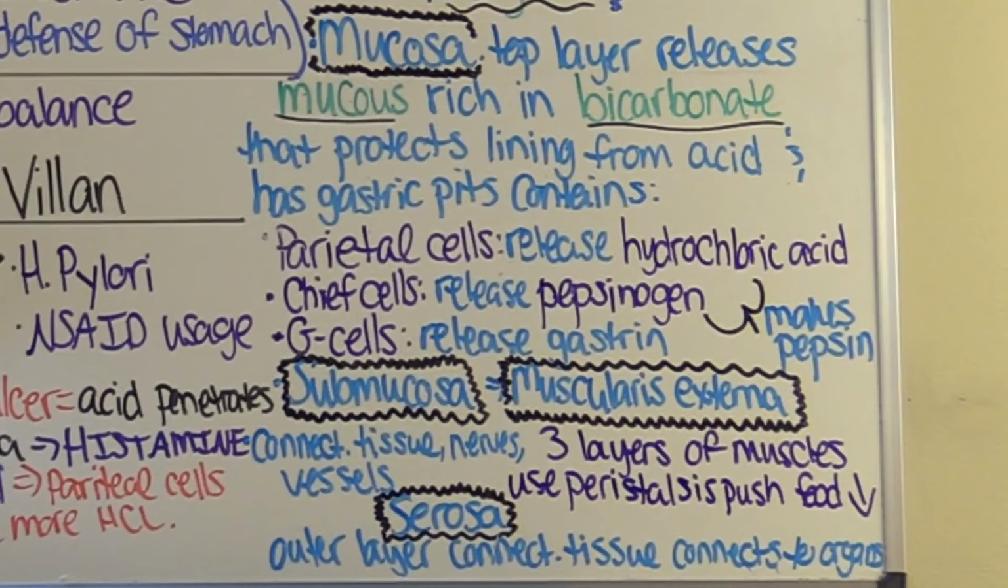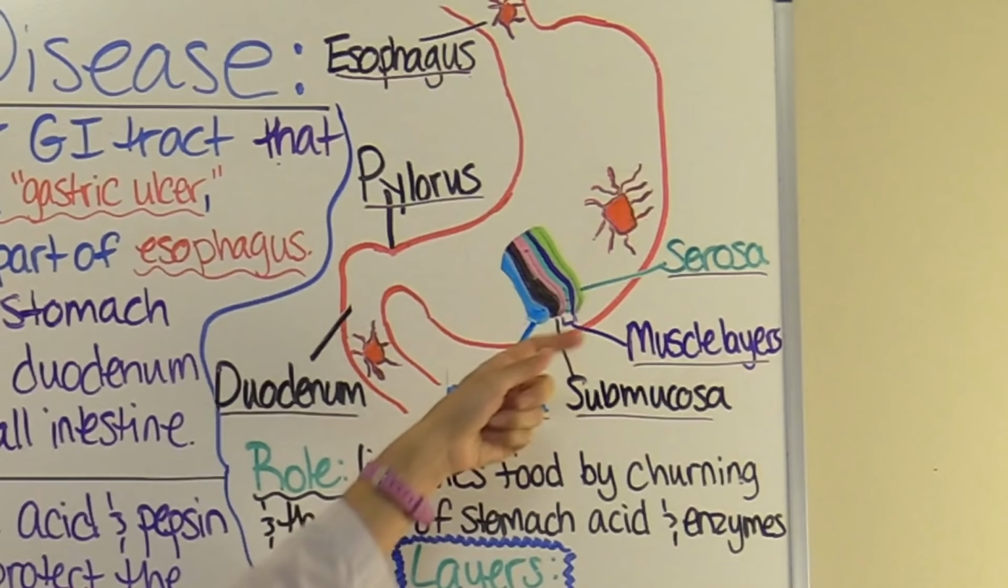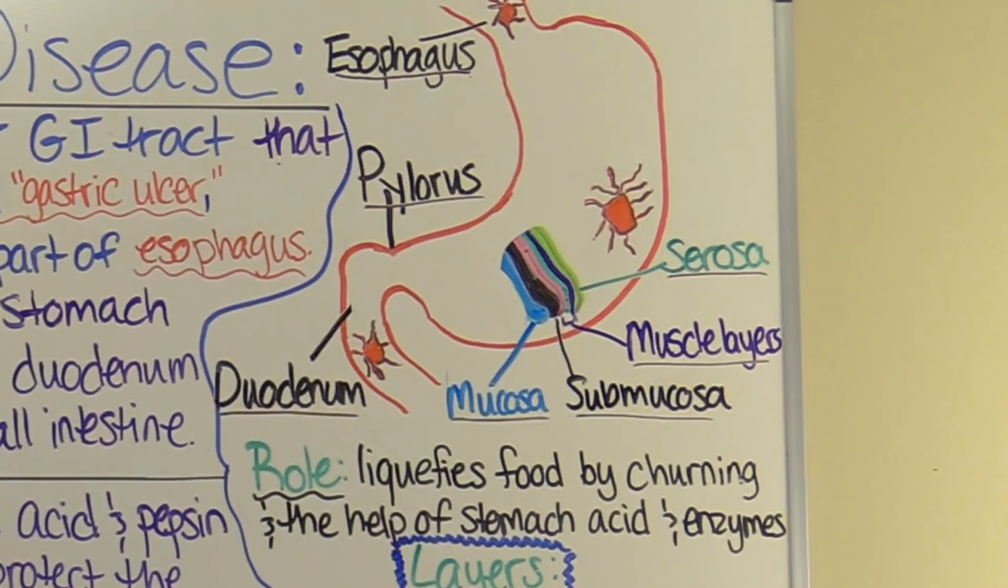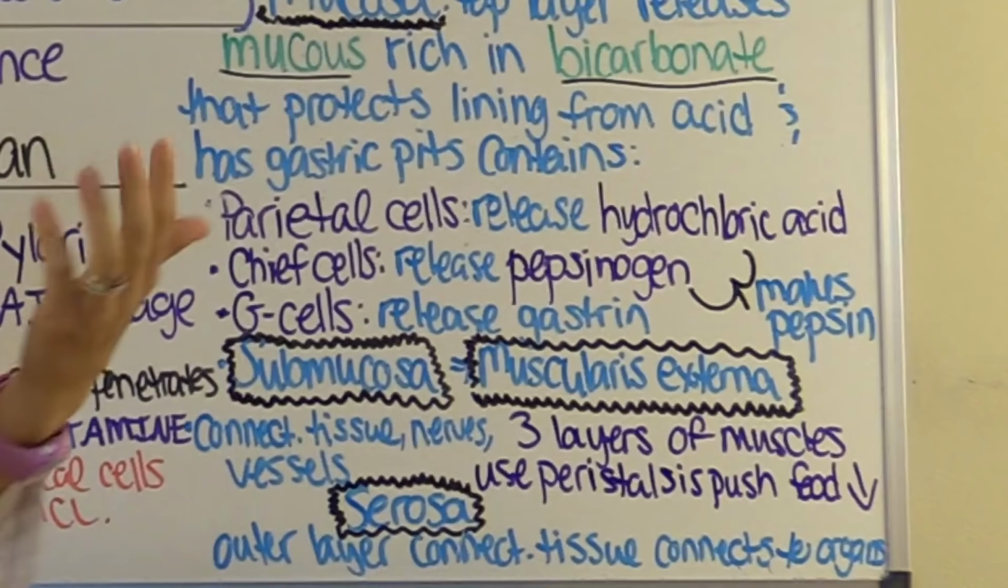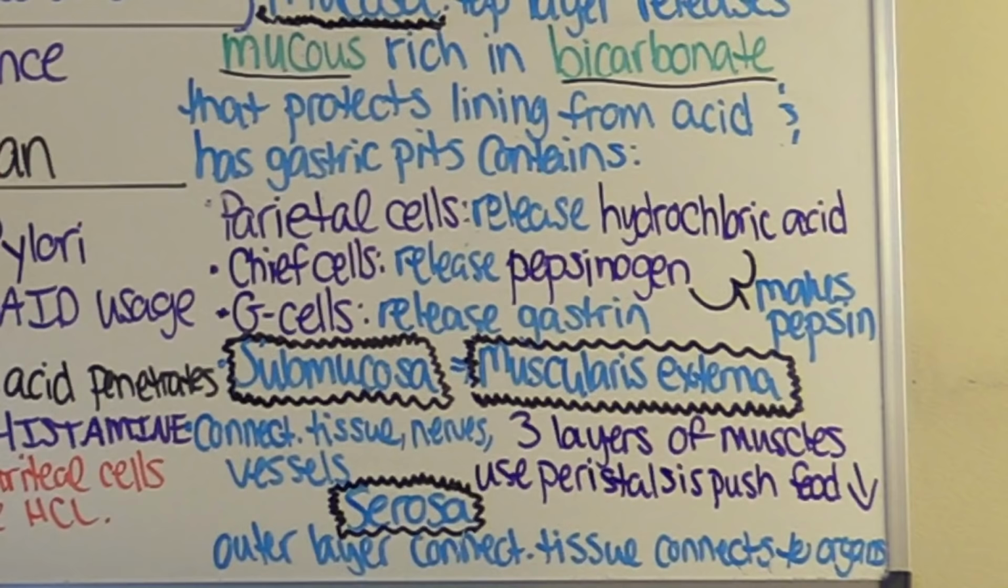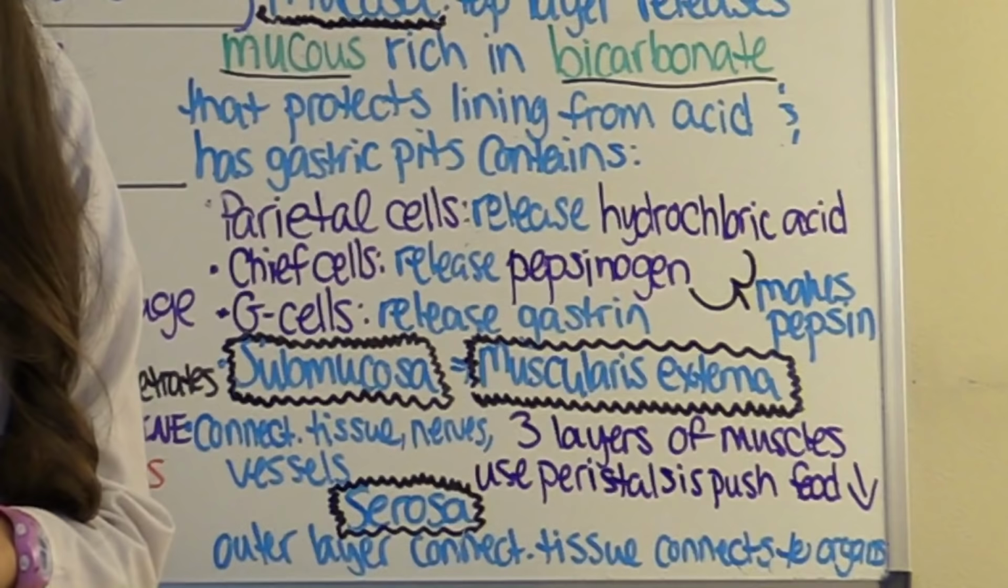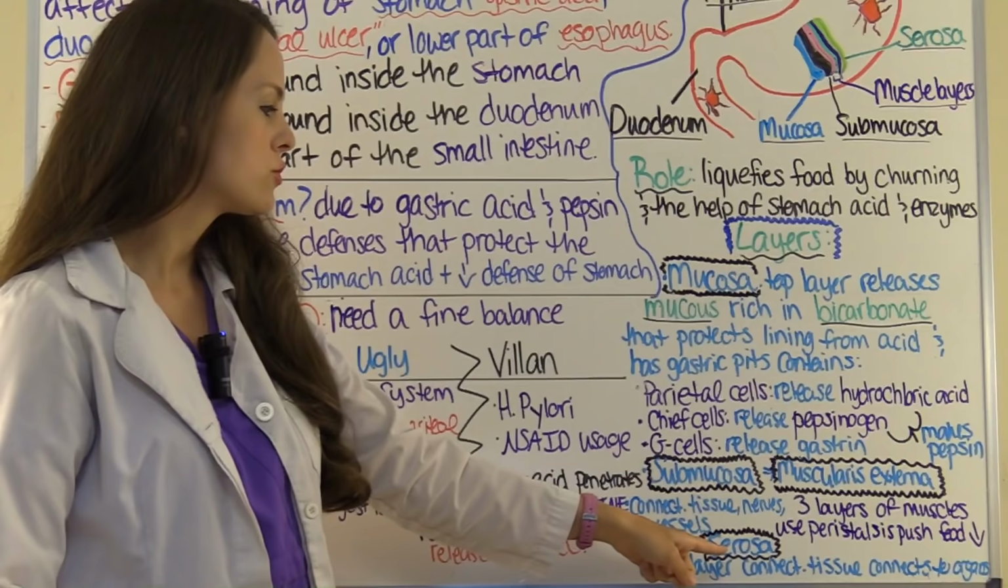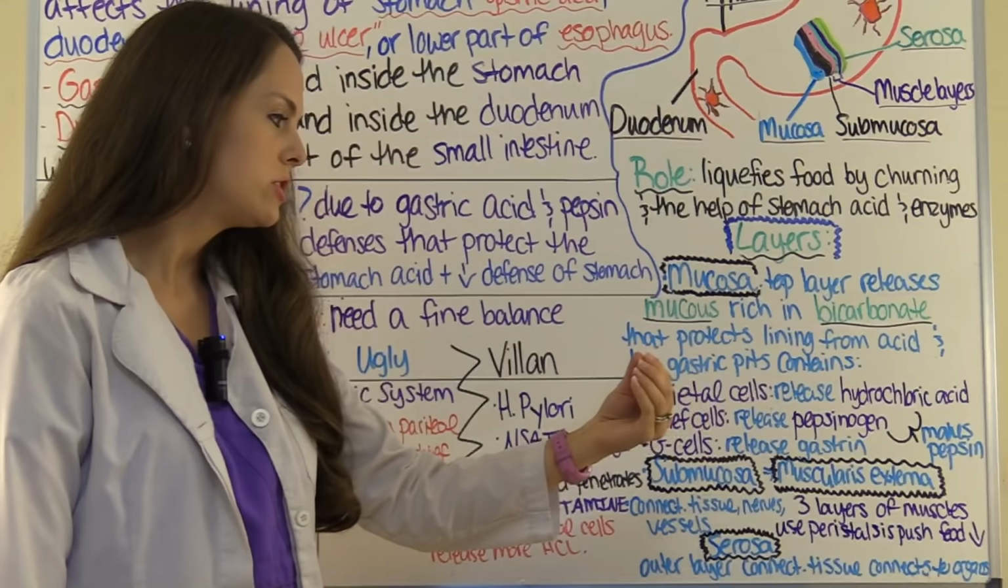Then, below the mucosa layer is the submucosa, and it's this layer in black. And the submucosa contains connective tissue, nerves, and vessels. Then next is the muscularis externa. And it's made up of three smooth muscle layers. And these muscle layers help our stomach use peristalsis to get that food down through the digestive system. So they're very important, as they aid in digestion. Then you have the serosa, which is the outermost layer. And it is a connective tissue that connects to the organs.